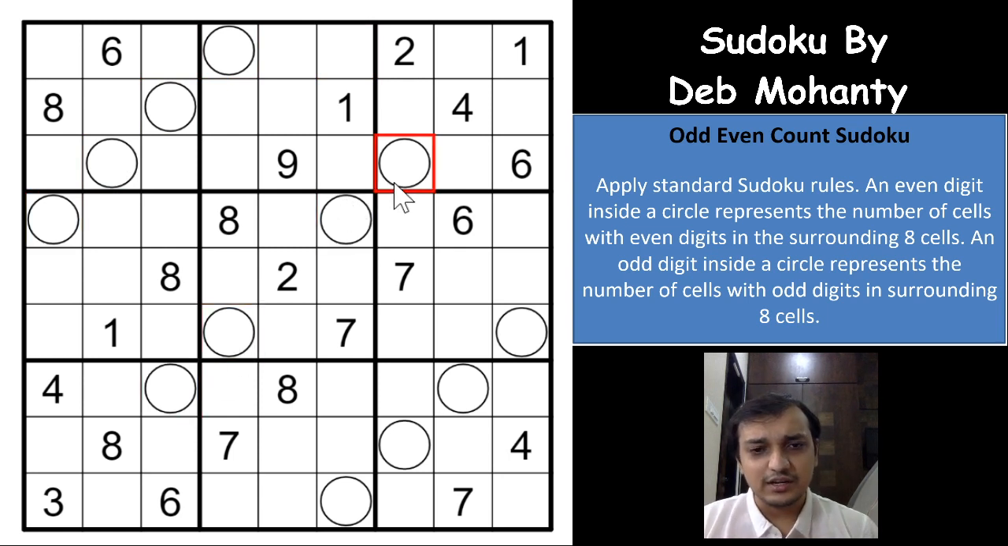So the number on the circle indicates, if the number is odd, the number of odd numbers surrounding the circle. There are 8 cells surrounding the circle, right? So if the number is odd, it says how many odds are surrounding the circle. And if the number is even, it gives the number of even digits surrounding the circle, excluding the circle cell. You don't count the circle cell while counting the parity, right? For example, if you have a 3 here, then these 5 cells will have 3 odd digits, not more, not less. And if you have a 4 here, then these 5 cells will have 4 even digits, right? That is all regarding the Sudoku.